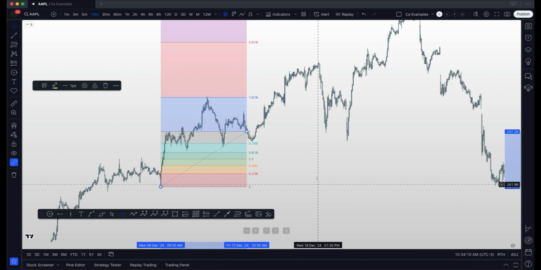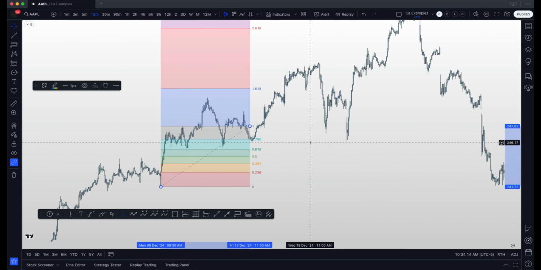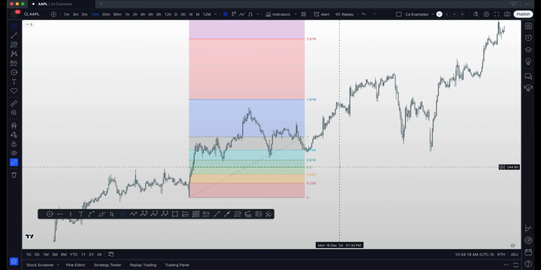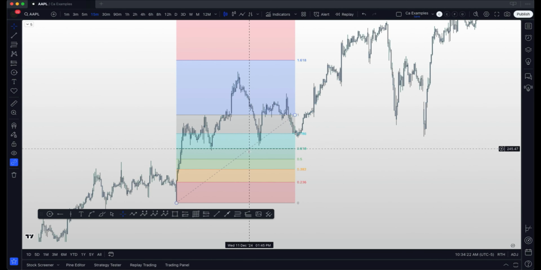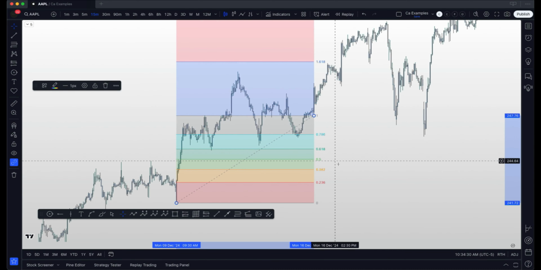Okay, now what the Fib tool will do is it gives you areas of price prediction. And what I mean is price typically retraces and goes into these very specific levels. These are mathematical sequences. If you want to know more in depth about this type of tool, I will link a video down in the description below.